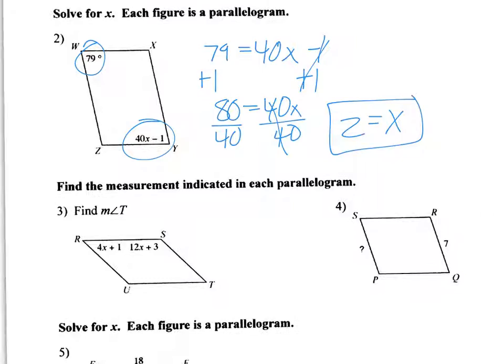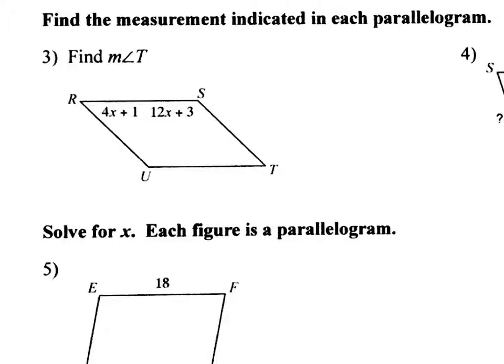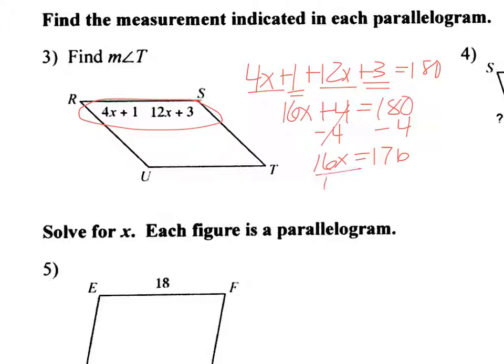Alright, the next one. Okay, so here we have again consecutive angles. They're right beside each other. So again, those two have to add to equal 180. So 4x and 12x would give me 16x. 1 and 3 would be 4. Subtract 4 from both sides. So 16x is 176. Divide by 16. And that gives me x is 11.